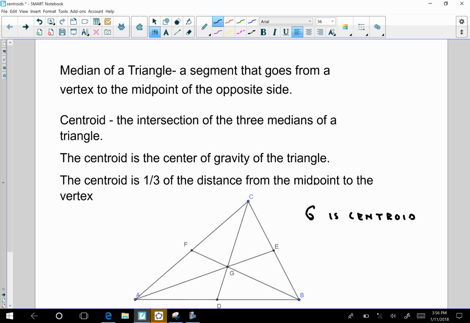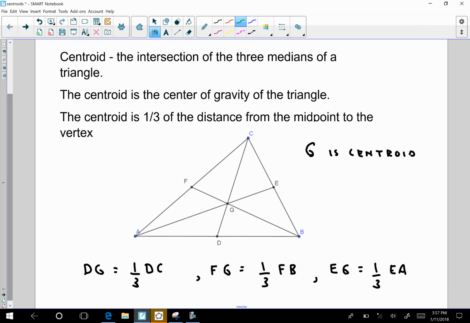Let's continue our discussion about the medians of a triangle and that special point where the medians of a triangle intersect. First of all, let's review the definition of a median of a triangle. The median of a triangle is a segment that goes from a vertex of the triangle to the midpoint of the opposite side. That's what we call a median.